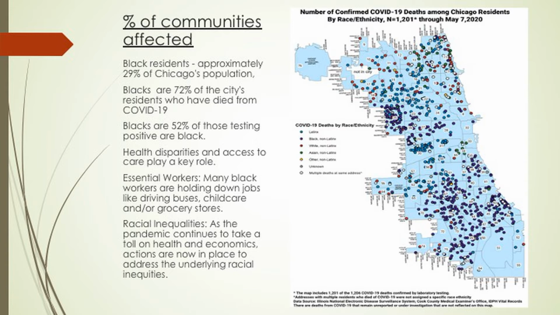And if you look at that map, you can see that most, and I should ask you, but most of the colors that stand out are that purplish color, right? So that purplish color represents Black, non-Latino Chicagoans who have died, Illinois who have died from this disease. That is Chicago now.